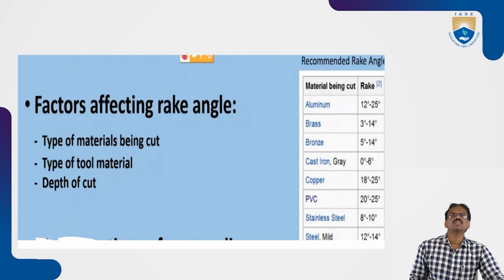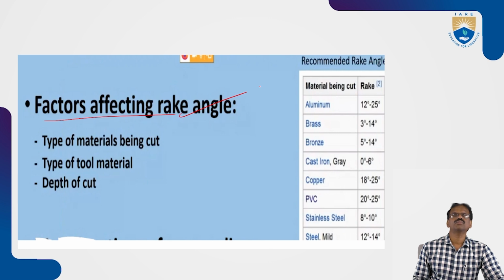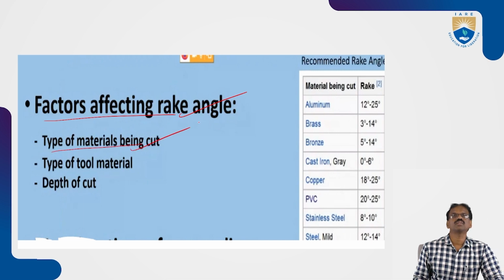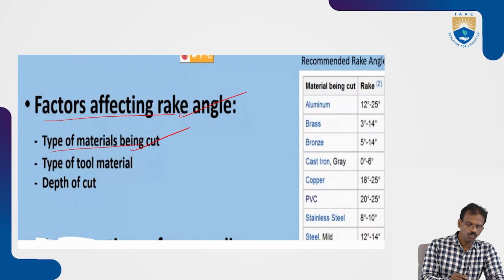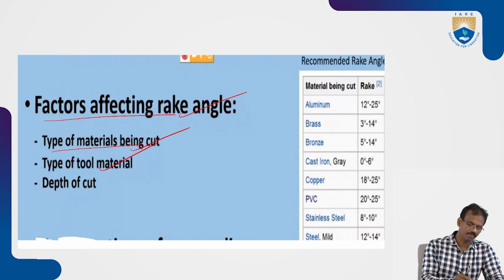Now let's see what are the factors affecting the rake angle. Based upon the material strength, for machining high strength material, you have to take the negative rake angle. For machining low strength or non-ferrous materials, you can take the positive rake angle. For general purpose turning, you can take the zero rake angle. The type of material being cut influences the rake angle, and the type of tool material also influences it. Next, the depth of cut is also very important.